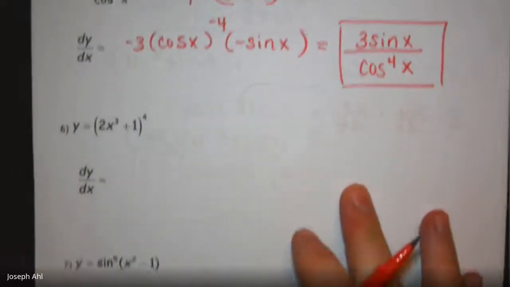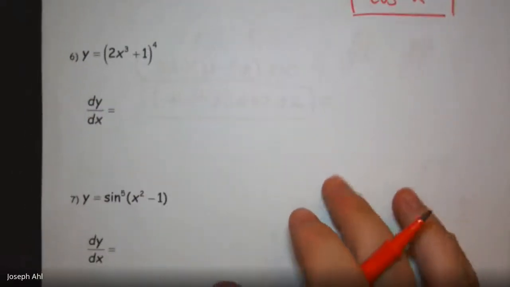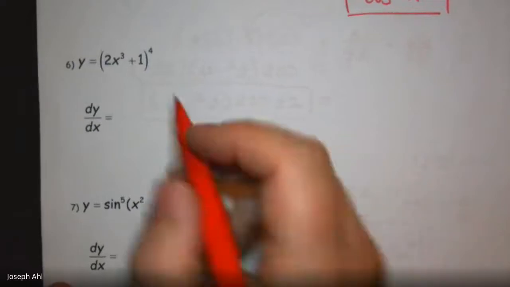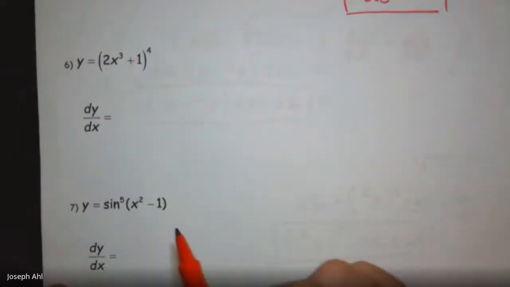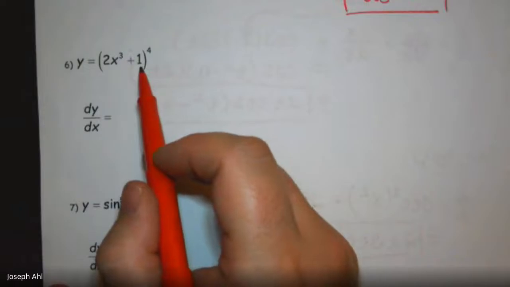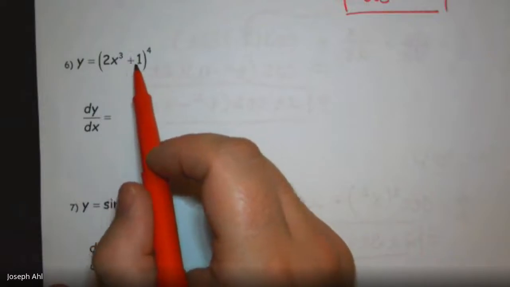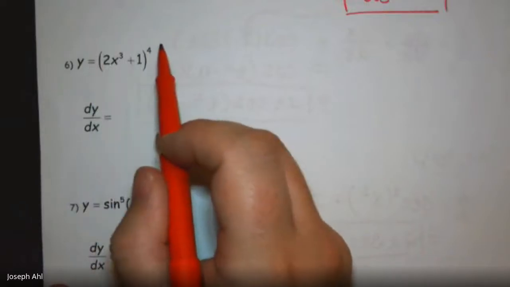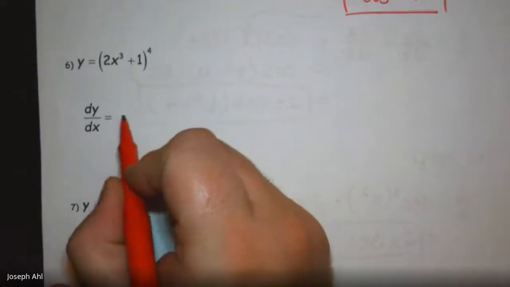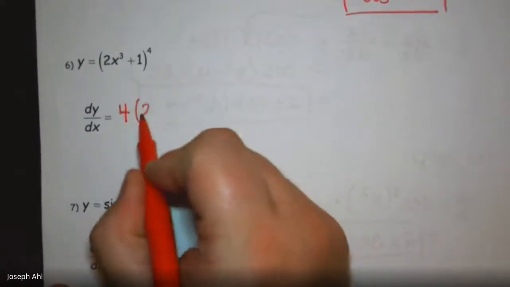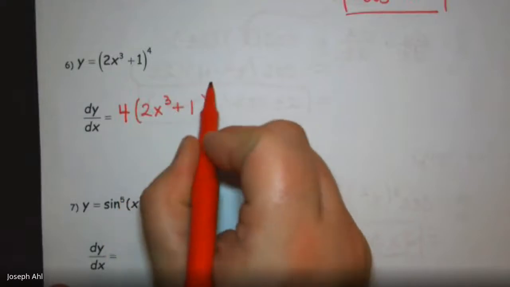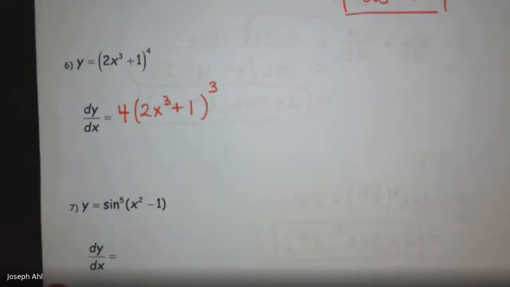All right, last thing I'm going to do with you on this page is, like promised, I'll do number 6, and then I'll let you try number 7. So for number 6, we have 2x cubed plus 1 to the fourth. To find the derivative, think of this as the outer function being a function to the fourth power. So using the power rule, it's 4 times the function, 2x cubed plus 1, now to 1 less degree, to the third.